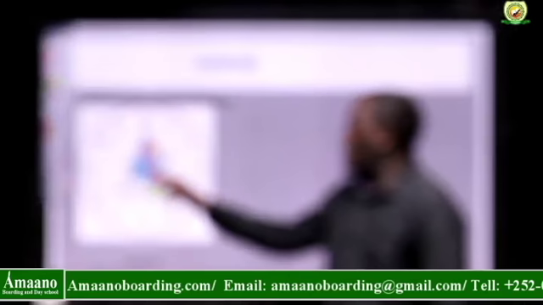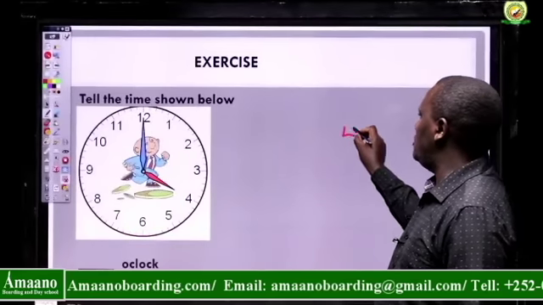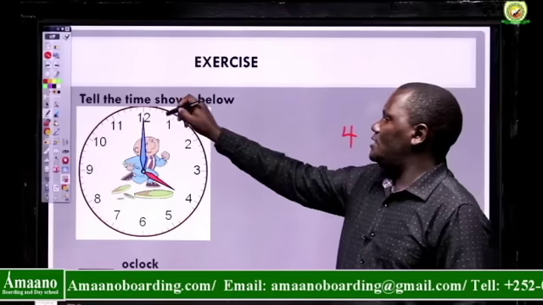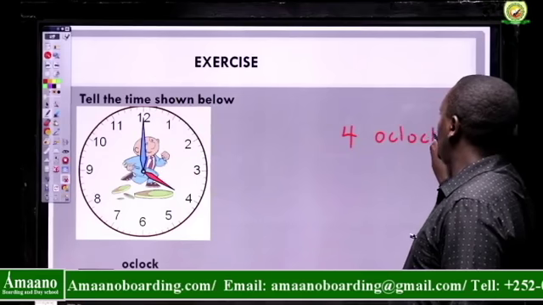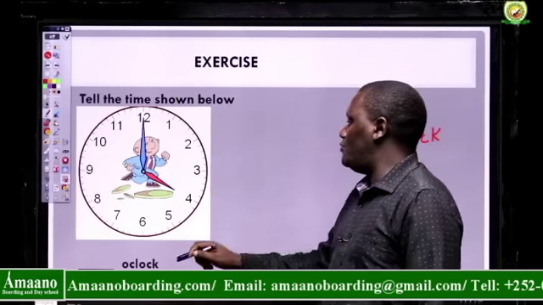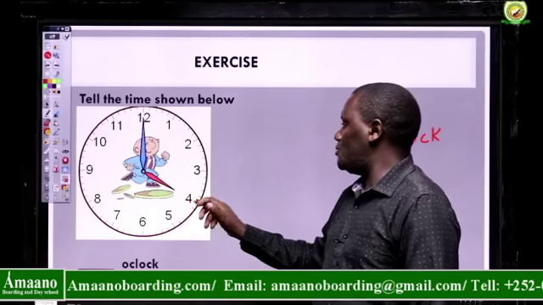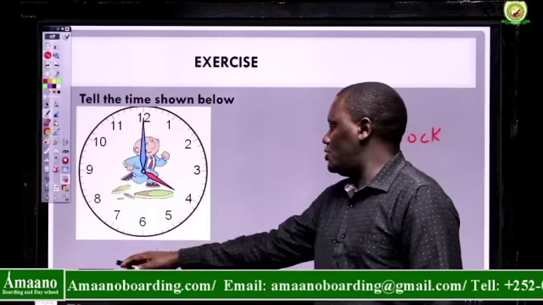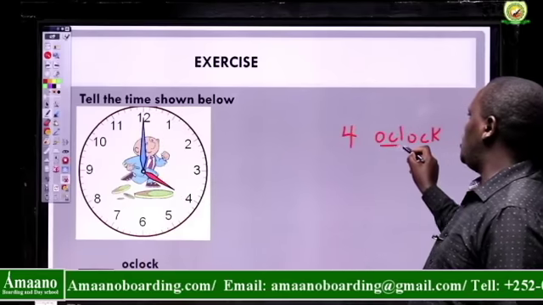When the hour hand is pointing at 4, that's what I write as 4. When the minute hand is pointing at 12, we call it o'clock. So the time here is 4 o'clock. We start with this 4, the hour hand, where it's pointing at 4. We write here 4, and the minute hand, when it's pointing at 12, we call it o'clock.